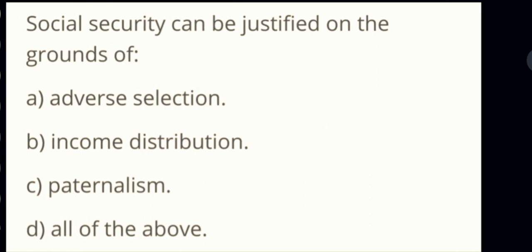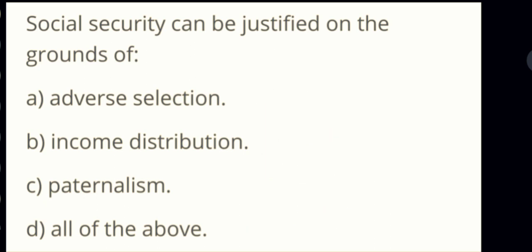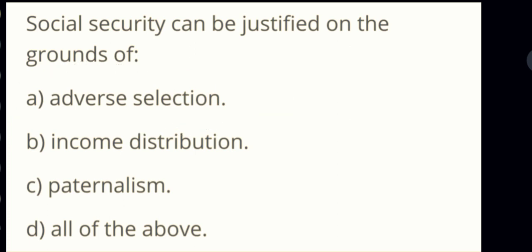Coming to the next question. Social security can be justified on the grounds of. First option was adverse selection. B was income distribution. C was paternalism, and the D was all of the above. So the correct option to this question was adverse selection. Okay, so as I told you earlier, the question paper itself was not a standard one.